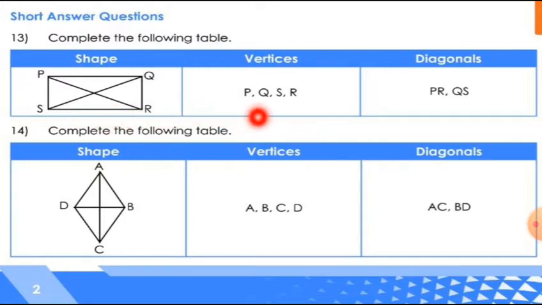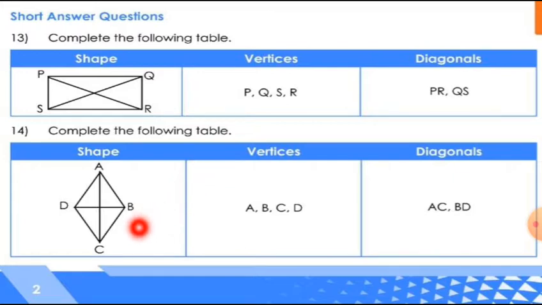Now, which are the diagonals? Yeah, these slanting lines are the diagonals. That means PR is a diagonal and QS is another diagonal. If you are writing RP and SQ, that is also right. Okay, children.